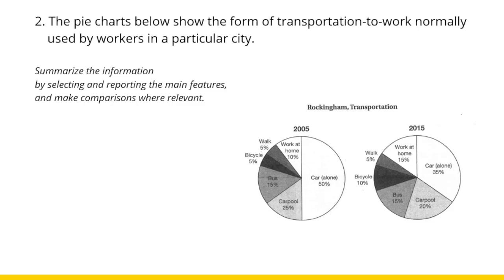For example, walking was 5%, and it seems that it remains the same in 2015. And bus is also the same. And carpool used to be 25% and now it's 20%. So it decreased in 2015. So the most important thing to do when you have this kind of task: read your topic very carefully, understand the main idea, and then start analyzing your charts, your graphics.